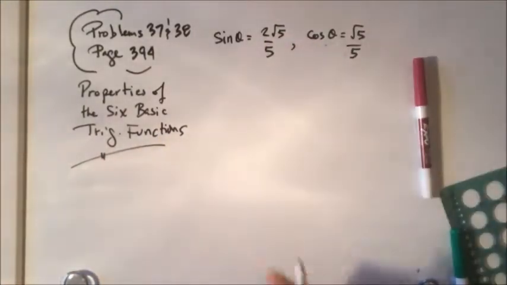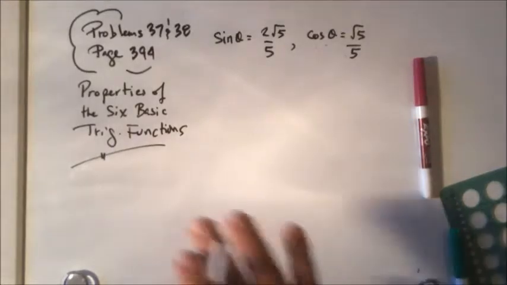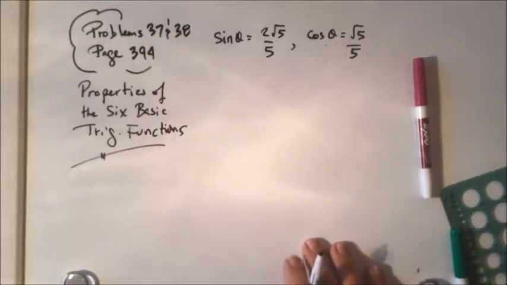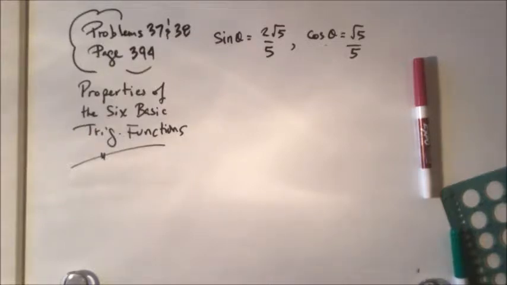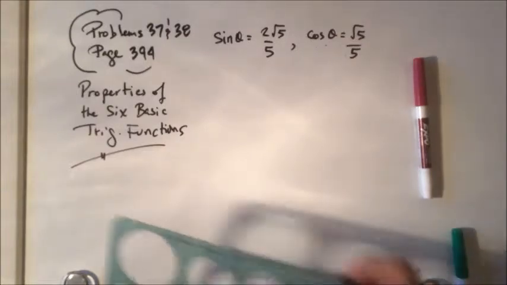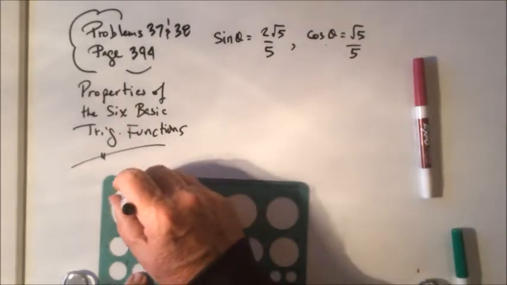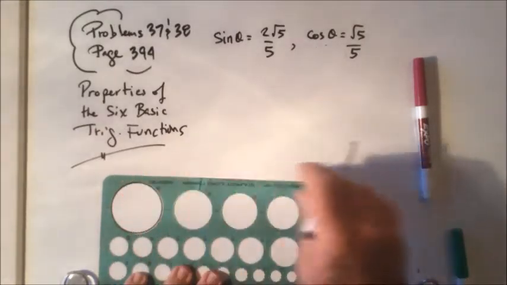These problems, this is problem 37, and it says sine of theta is equal to 2 root 5 over 5, cosine of theta is equal to root 5 over 5. Find all of the other 4 trig functions. So just very quickly before we dive into this, let's consider the following.